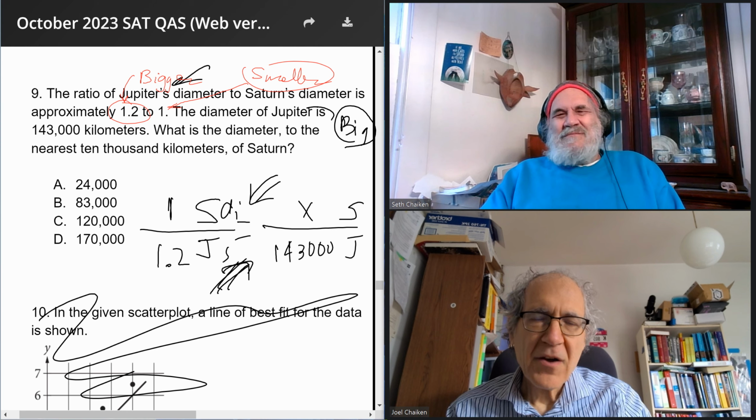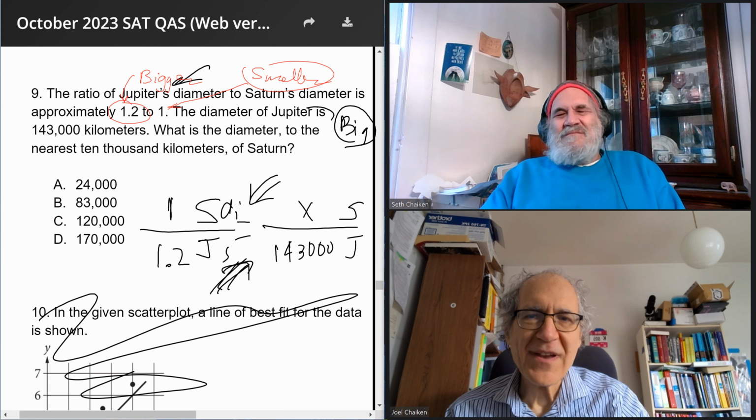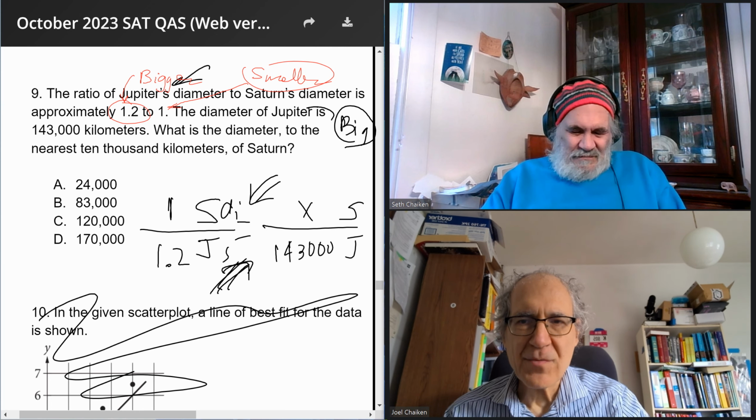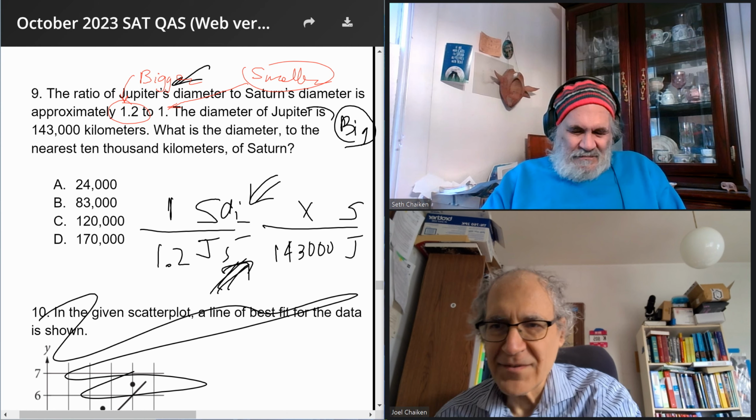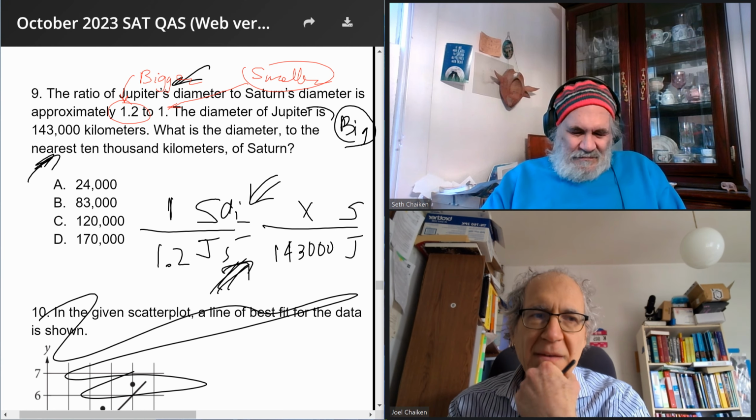That's like the key. Okay, I think we went over everything. The main idea is they were really asking how well you are able handling a ratio problem, and I guess this little thing about nearest 10,000 also came in a little bit. Okay, I guess that's it.